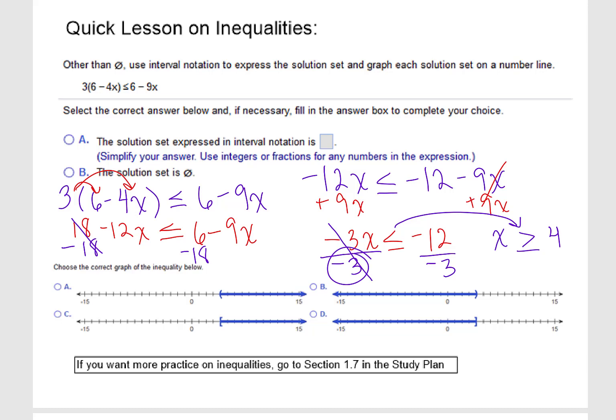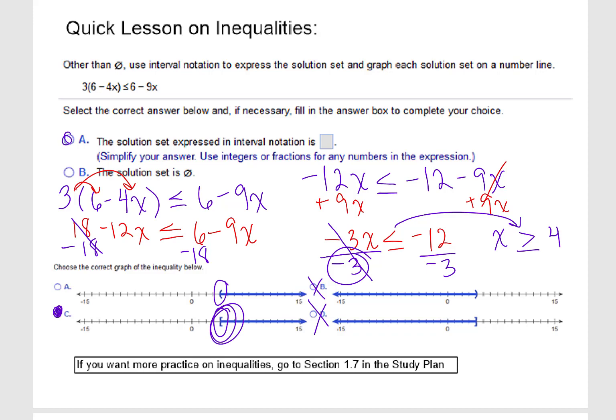Okay, so x is greater than or equal to 4. So I'm looking for values that are greater than 4. So I'm going to knock out B, knock out D. Looking at A and C, the only difference is one has parentheses and one has brackets. Because this inequality reads x is greater than or equal to, I know that that's going to be brackets. So my answer would be C.